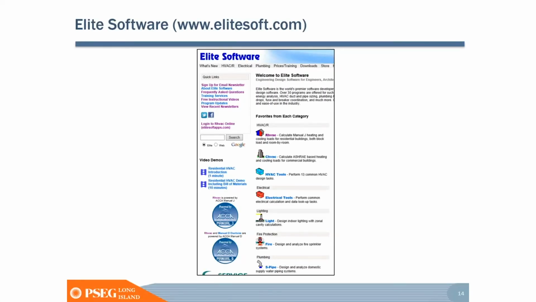Now, this is a screenshot from Elitesoft. This is where you would go to purchase the software. It runs around $499, and they can ship you a thumb drive. There is an online version as well, but today we're going to run through the Windows-based version.